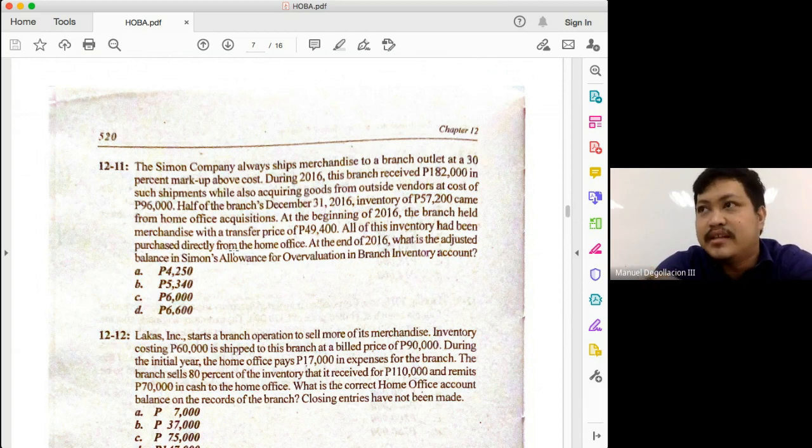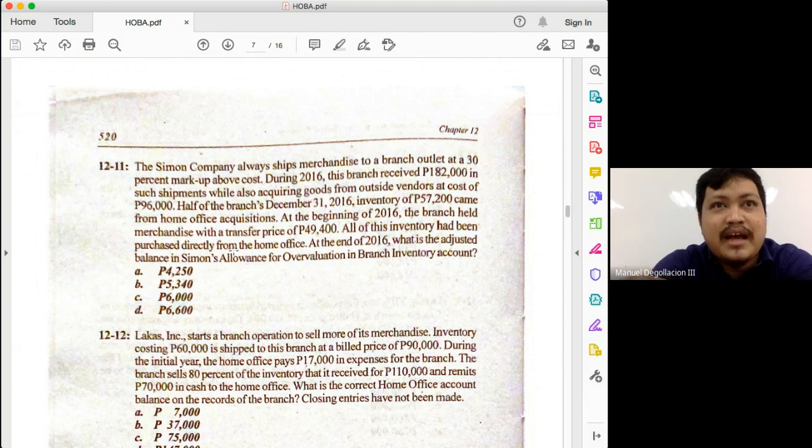But that's not the answer because we are not looking for the portion that came from the home office. We are looking for the amount of markup on this ending inventory. So what do we do? We divide the 28,600 by 130%, and that will give you how much? 22,000. Is that the answer? No, that is still the true cost of the goods coming from the home office. That is still part of our ending inventory.